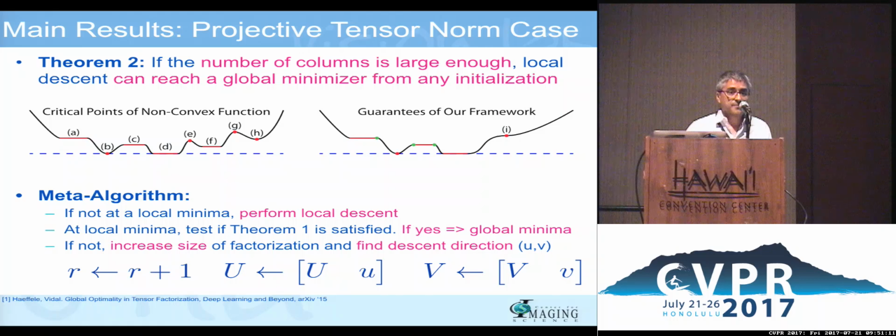The second theorem says that if the size is big enough, again, what is size here? The size is just the size of the factorization, the number of columns of the matrix. If the size is big enough, then you can reach the global minimizer from any initialization. How do you do so?